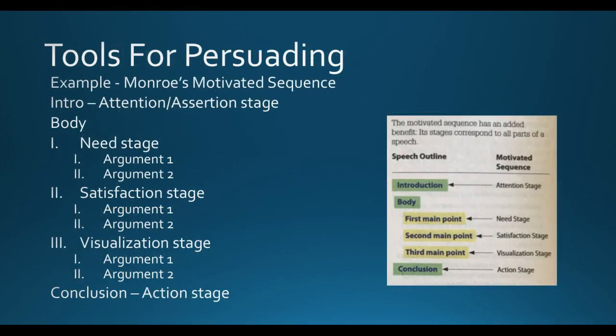So here are just some examples of how you can organize your content into persuasive strategy. This is Monroe's motivated sequence, right? This is where you're going to identify the need, and then you're going to offer a satisfaction. What is the solution? And then finally, you're going to help your audience visualize that. What does that look like for them? And then, of course, conclusion, that's where you're going to give them their call to action. Hey, go do this. Go think this way. Go vote this way. Go volunteer here, whatever that looks like.